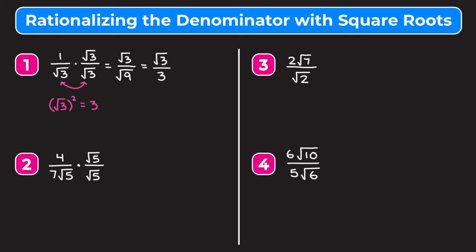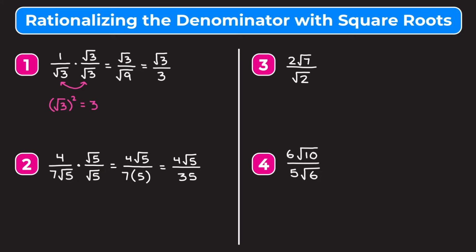On the top, 4 times root 5 is just 4 root 5. And on the bottom, we have 7 root 5 times root 5. So the 7 is going to stay there, and we're going to multiply root 5 times root 5. And remember, when you multiply a square root by itself, we're just left with the number underneath. So we really have 7 times 5 on the bottom. And now we just want to simplify the bottom. So on the top, we have 4 times the square root of 5. On the bottom, 7 times 5 is 35. So we get 4 root 5 over 35 as our answer.